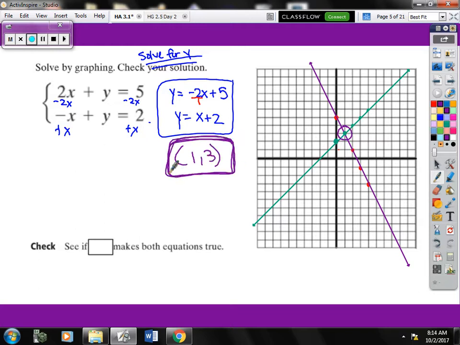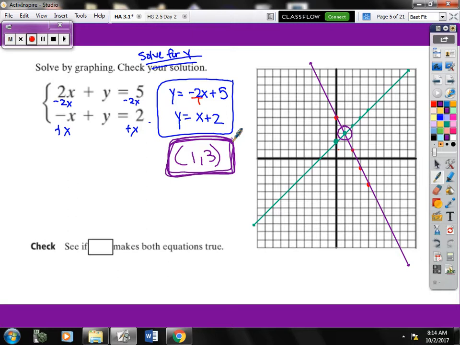I remember, I think it was on my midterm exam a couple years ago, I had an open-ended question like this, and it said solve the system by graphing, and a bunch of students graphed it and never wrote the solution. So make sure you realize that the graph is just there to help you find the answer. This is the answer, so don't forget to write it.